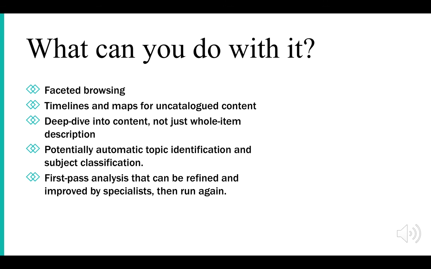So what can we do with this image first approach? Well, we can do all of the kind of things that you would do with a heavily curated, very manual process. We can drive faceted browsing. We can place content in timelines or on maps, even if it hasn't been catalogued. We can do deep dives into the content and not just sit at the level of whole item description. Potentially we can do automatic topic identification and subject classification. And any first pass analysis that we do can be refined and improved by specialists and then run again. So there can be a continual process of getting better and better at extracting information from the content.